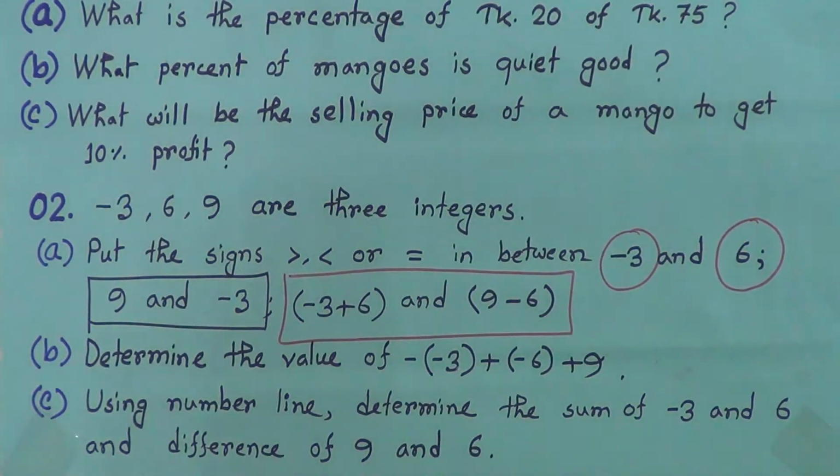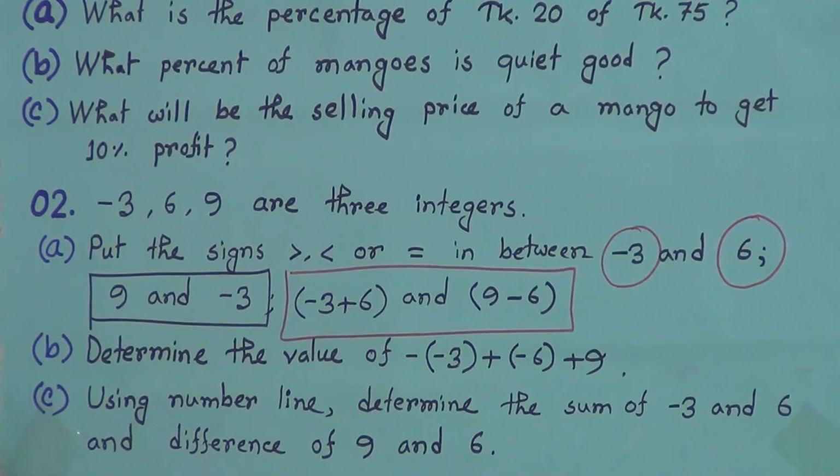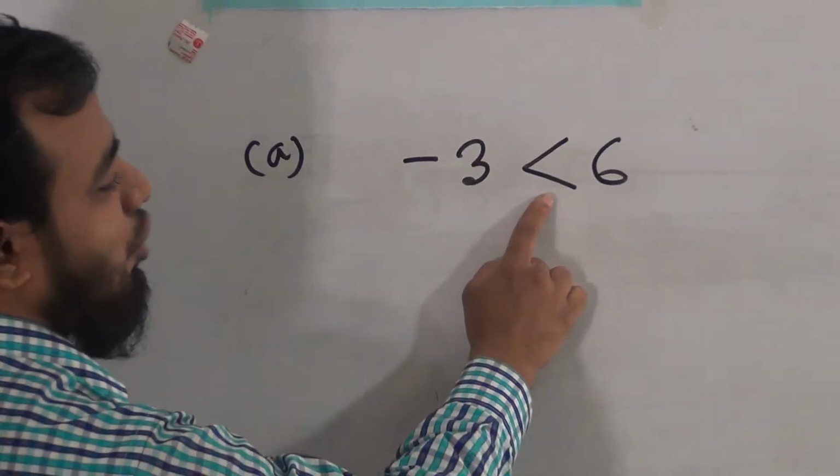Look, activity A will be, there are two numbers, -3 and 6. At first, -3 and 6, which number is greater? Yes, 6 is greater, so it will be the less sign here. In the left side we have the lesser number, that is why we will use the less sign. It is called the less sign.